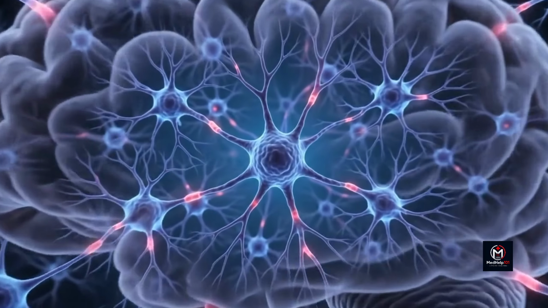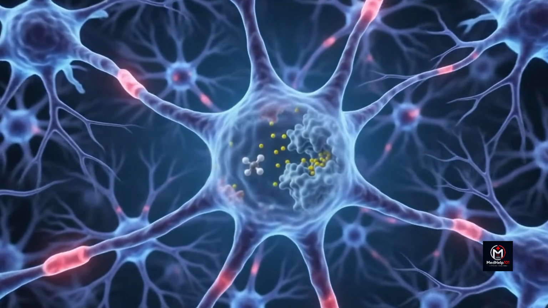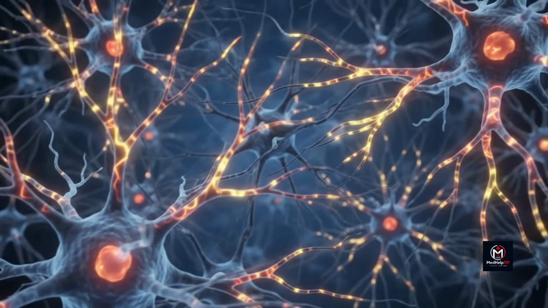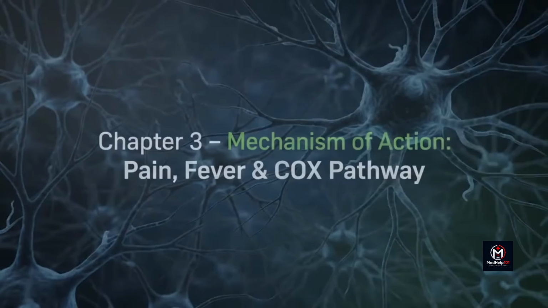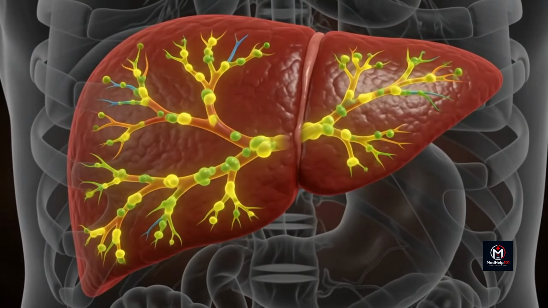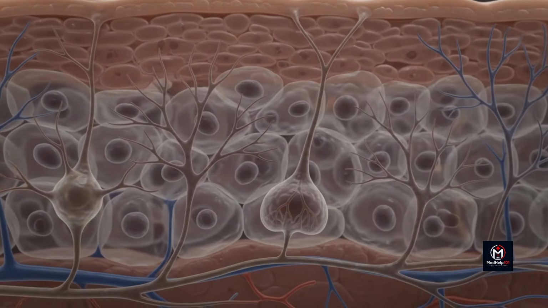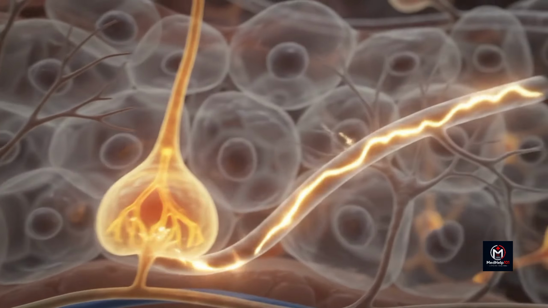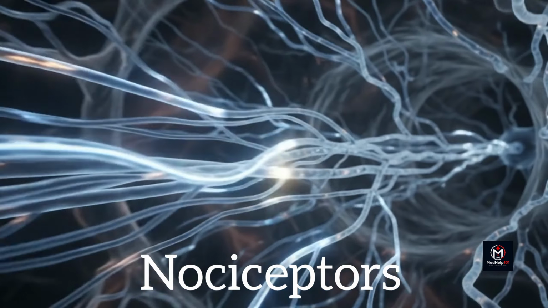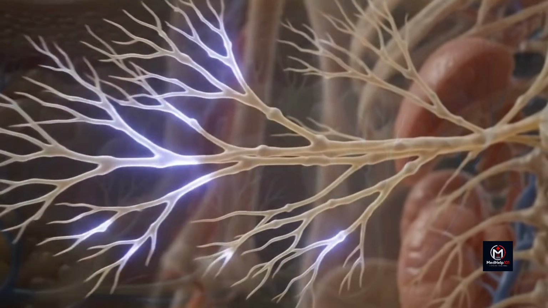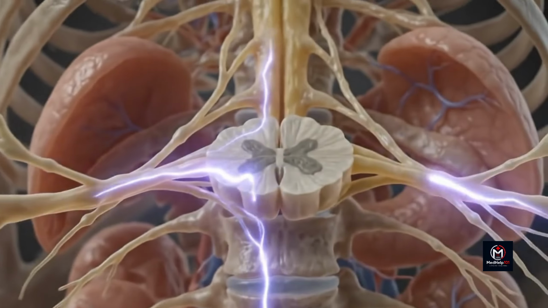In the next chapter, we'll uncover the exact molecular mechanism behind pain relief and fever reduction. You'll finally understand how one small tablet changes the way your brain feels pain. To understand paracetamol, we must first understand how pain begins. Special pain receptors called nociceptors detect harmful stimuli. These receptors immediately send electrical signals toward the spinal cord.